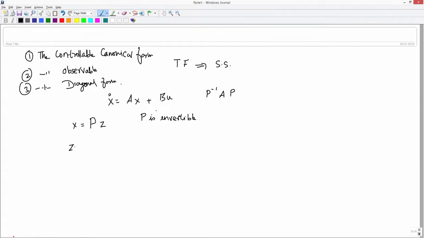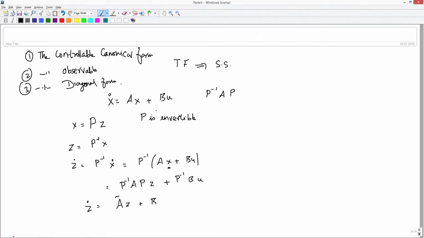So what happens now? If I write this in terms of the z coordinates, I have z is P inverse times x, which means z dot is P inverse of x dot. What is x dot? x dot is Ax plus Bu, and x is now P z. So, in terms of z, I have P inverse AP times z plus P inverse B times u. So I have a system in the new coordinates z which looks like A tilde times z plus B tilde times u, where P inverse AP is the A tilde and P inverse B is the B tilde.